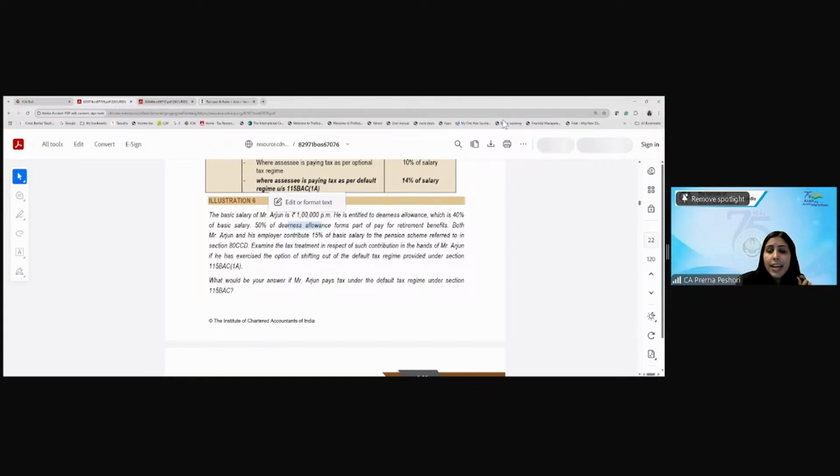First, we will consider that he has been going as per the old tax regime. So 1 lakh per month is the basic salary, which is 12 lakh. Dearness allowance is 40% of the basic salary, which comes to how much? 4,80,000, right? And 50% of the dearness allowance forms part of the retirement benefit, which comes to 50% of 4,80,000, so 2,40,000. So for the purposes of 80CCD calculation, you will take the salary and the DA which forms part of the retirement benefit. Not the entire DA, but the DA which forms part of the retirement benefit. Now, the deduction under 80CCD(2) will be how much?